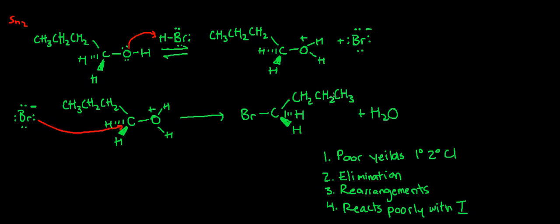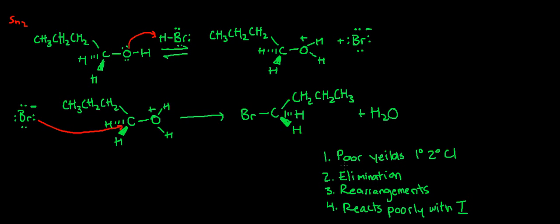A couple of notes on here. Firstly, there are generally poor yields of primary and secondary alcohols when using chloride. 2. Elimination reactions can occur. So depending on what exactly the nature of what we're trying to accomplish is, this may be a potential side reaction that can occur. 3.